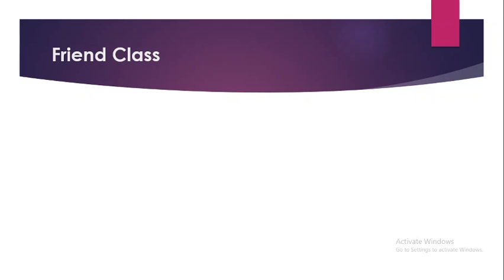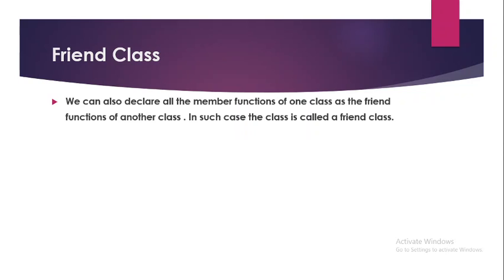So, friend class: if I want to make all the functions of one class friends of another class, it is possible. We can declare all the member functions of one class as friend functions of another class. In such a case, the class is called a friend class. So instead of giving a separate declaration for every function, that is friend function 1, friend function 2, likewise, we can make the entire class a friend to another class, and that is called a friend class.